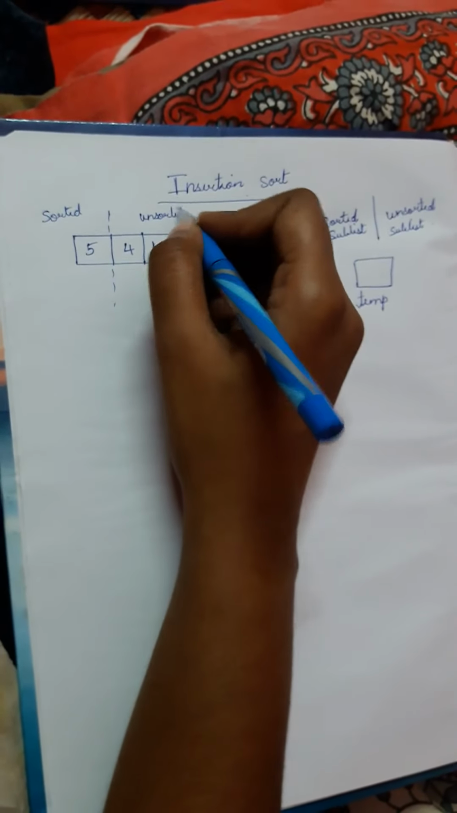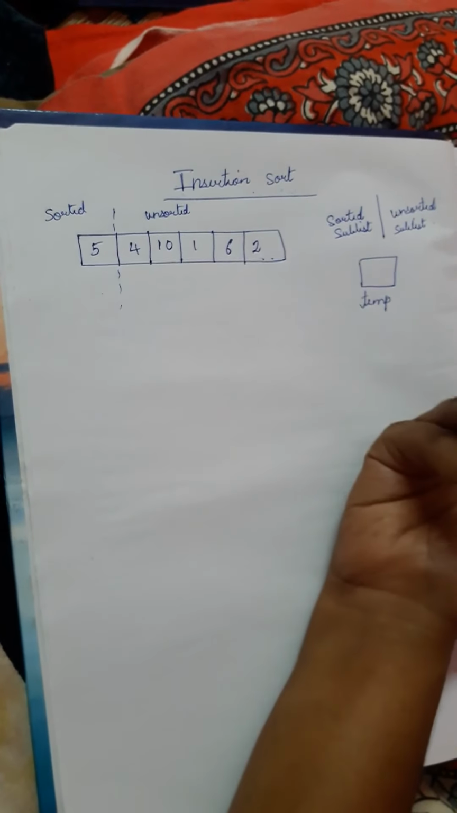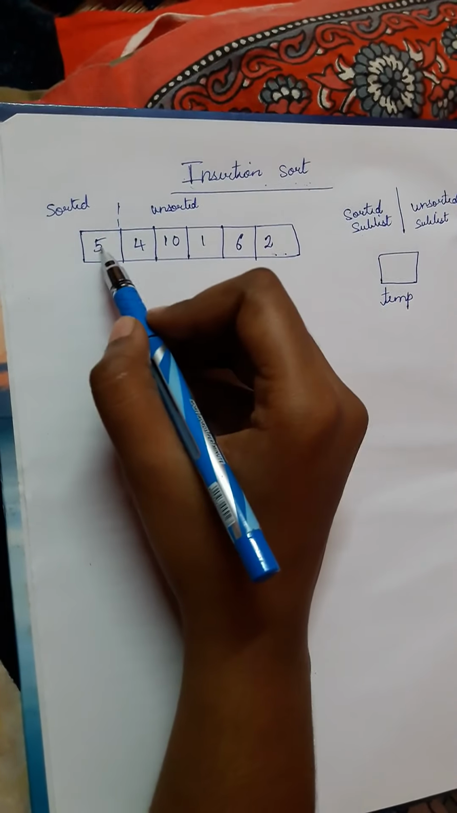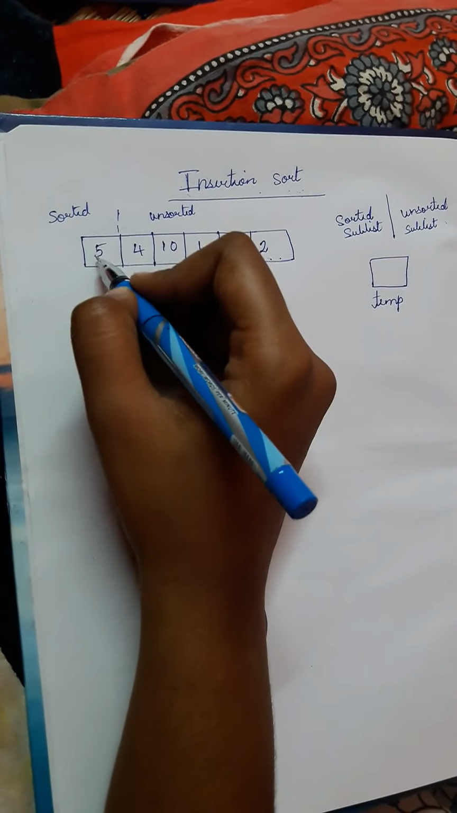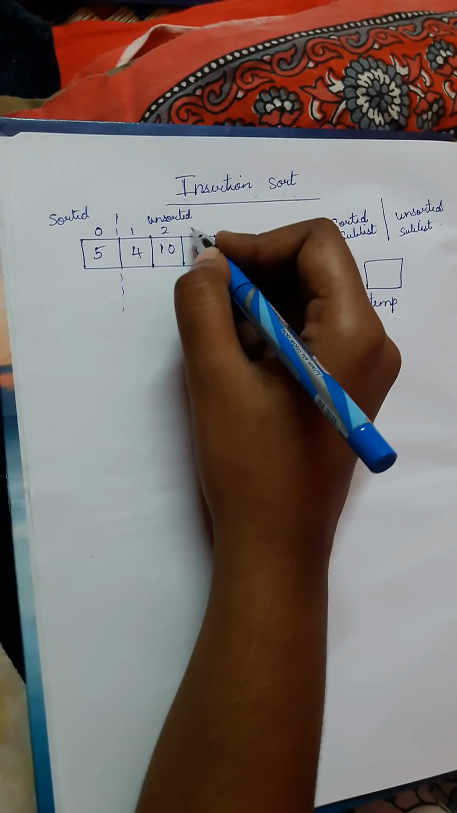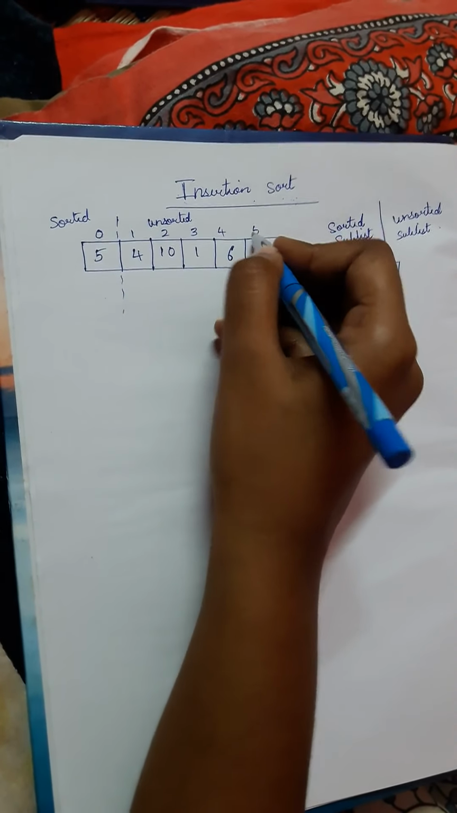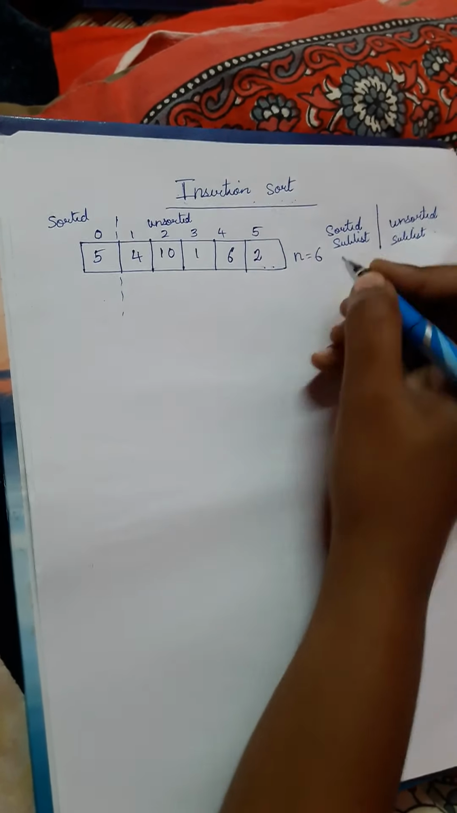How am I saying that this is a sorted sublist? Because only one value is there, and if only one value is there, then it is in sorted order. So I am taking only the first element as the sorted list and the rest as the unsorted list. What is the array index range for this? 0, 1, 2, 3, 4 and 5. So how many values are there? N is equal to 6 values.